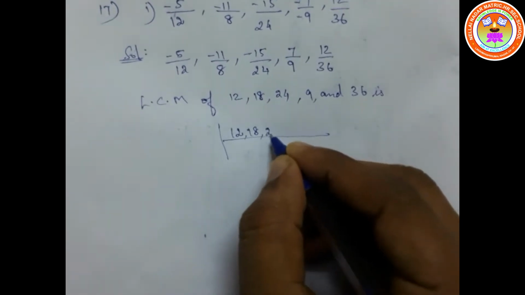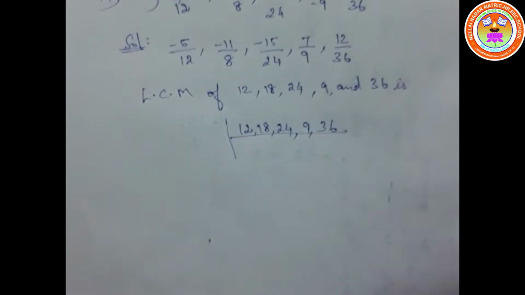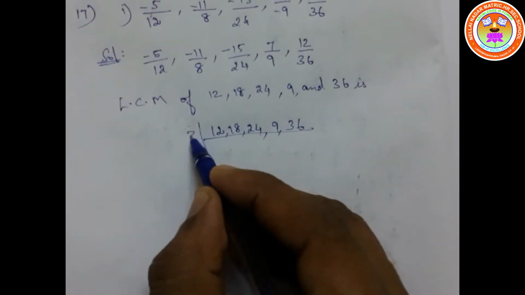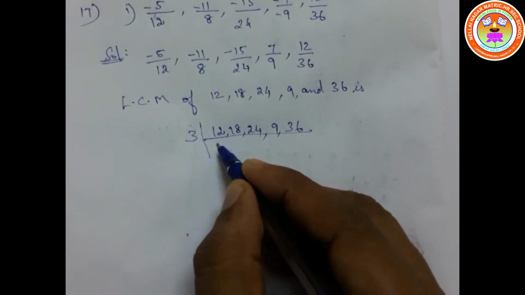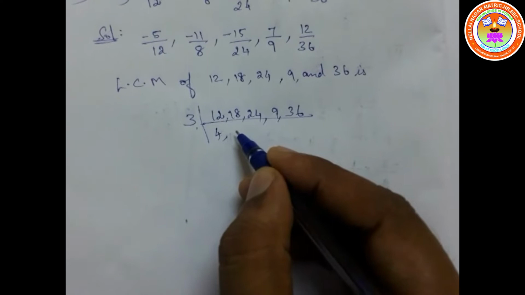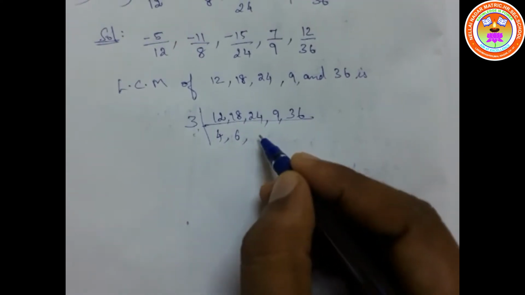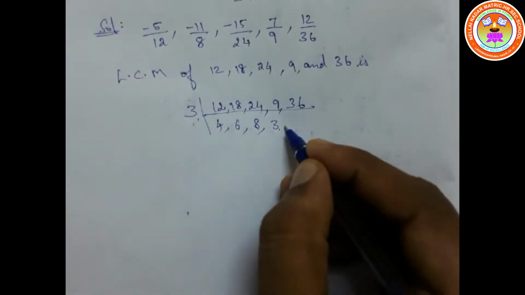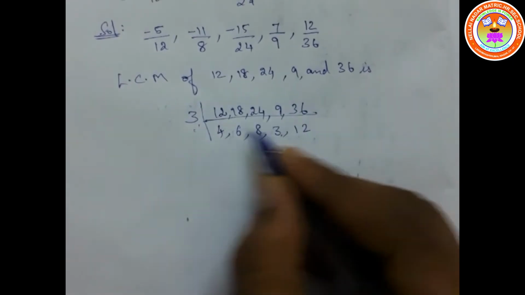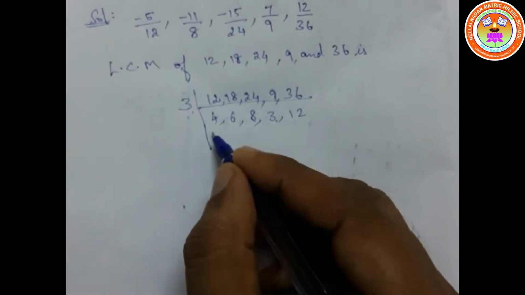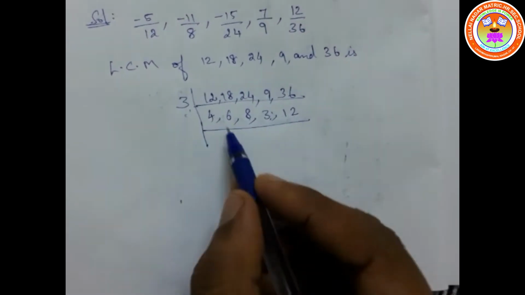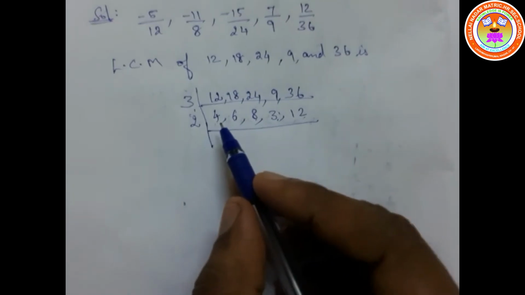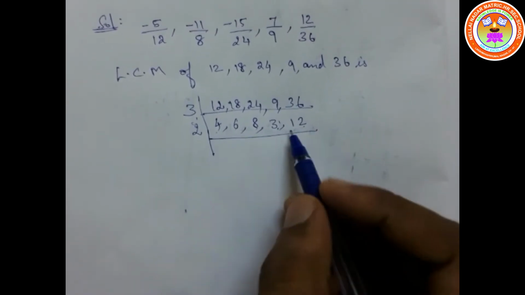12, 18, 24, 9 and 36: which is common between all these numbers? Very good, 3. 4 threes are 12, 6 threes are 18, 8 threes are 24, 3 threes are 9, 12 threes are 36. Now, except this, all the numbers you can divide by 2. So 2 is the common factor for all the numbers.